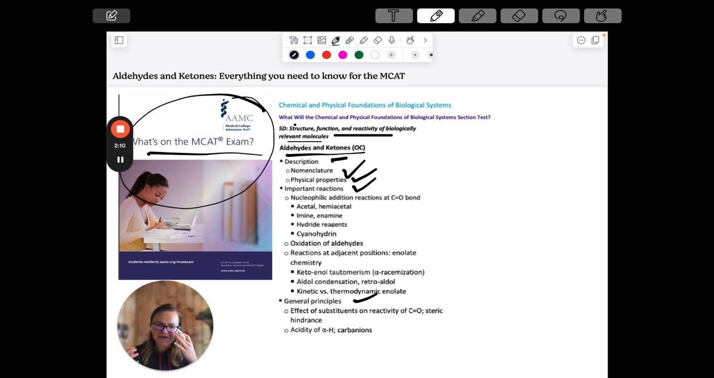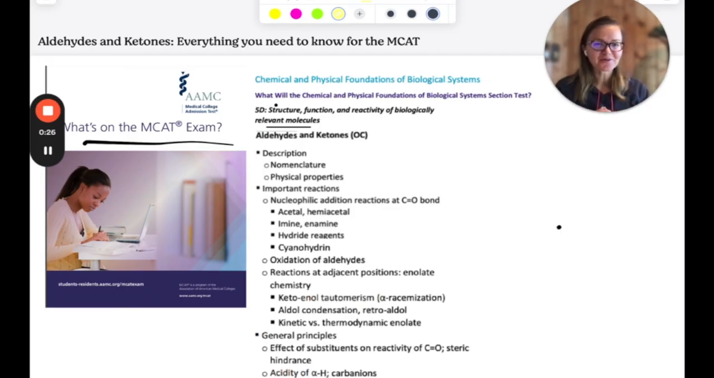So if you walk through all these topics with me now, you should feel confident going into the MCAT that you know absolutely everything about aldehydes and ketones you need to know for the exam. Okay, so let's go ahead and get started with our first section here, which is going to be the nomenclature of aldehydes and ketones, or naming, and their physical properties.